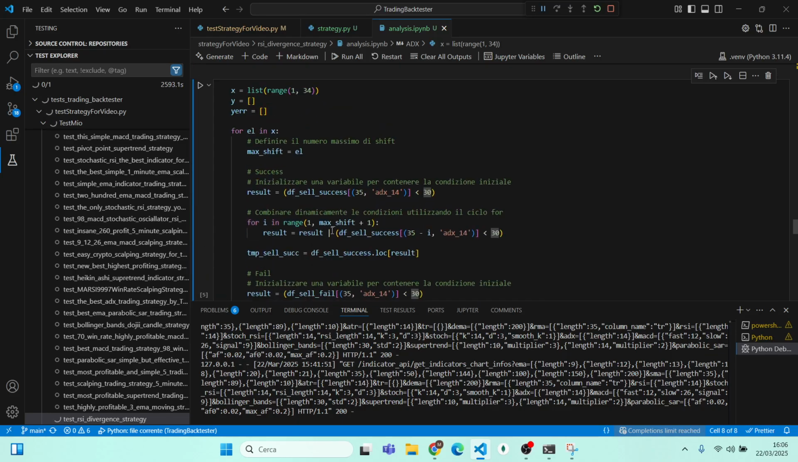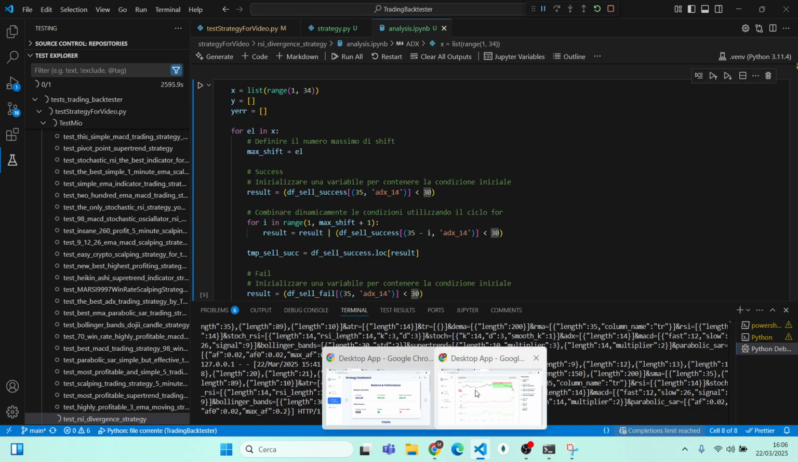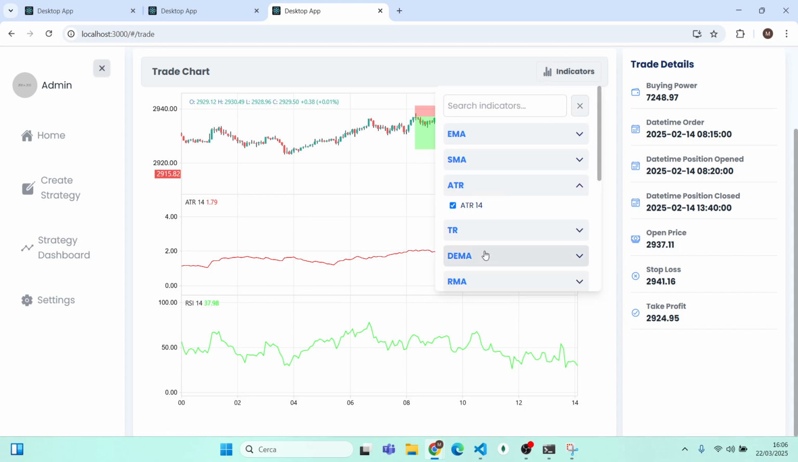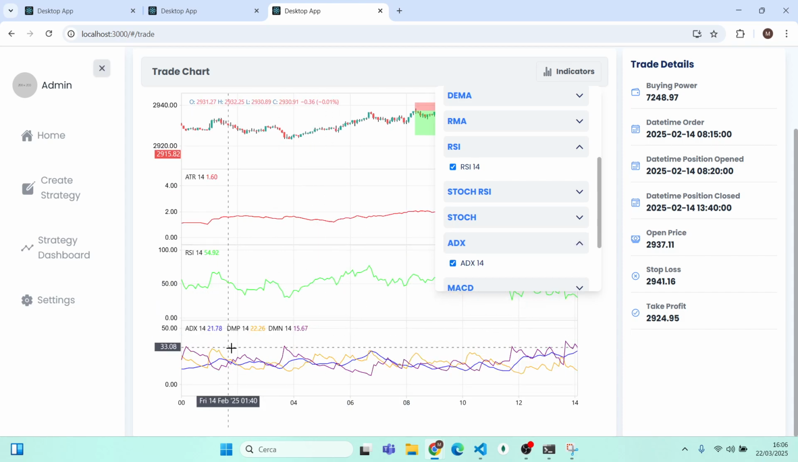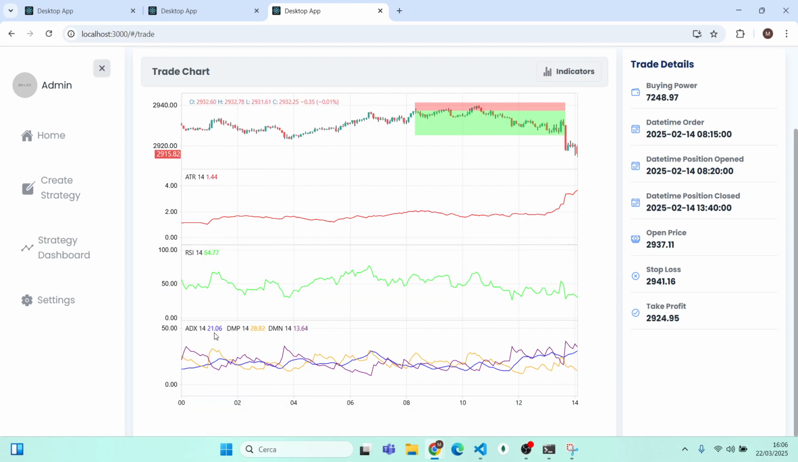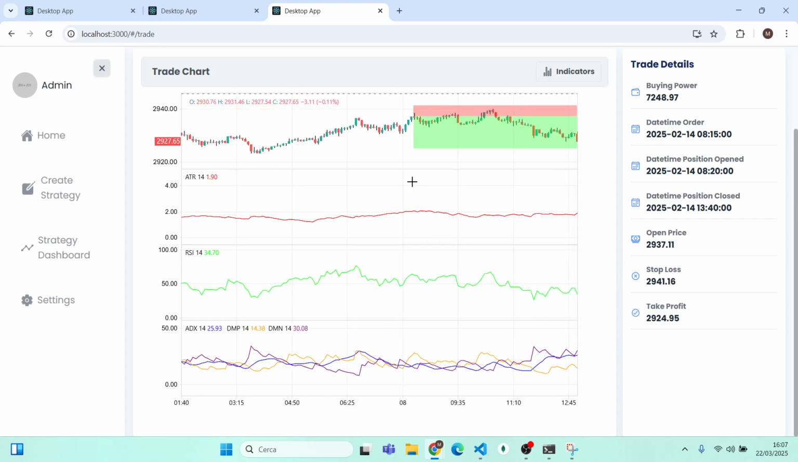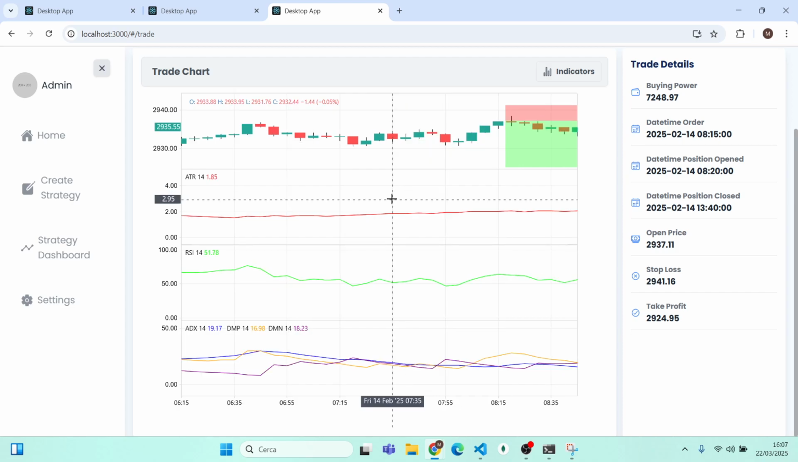So let me show you an example of what I'm saying. Let's jump again on the chart. Let's add ADX 14. So ADX, it's this indicator. Okay, ADX is the blue line. So let's go on the last candles before the position was opened. Okay, it is here. Let's go here. As you can see, ADX 14 in this candle was 16. Before was 15, and before was 15. So in this case, the condition is matched.